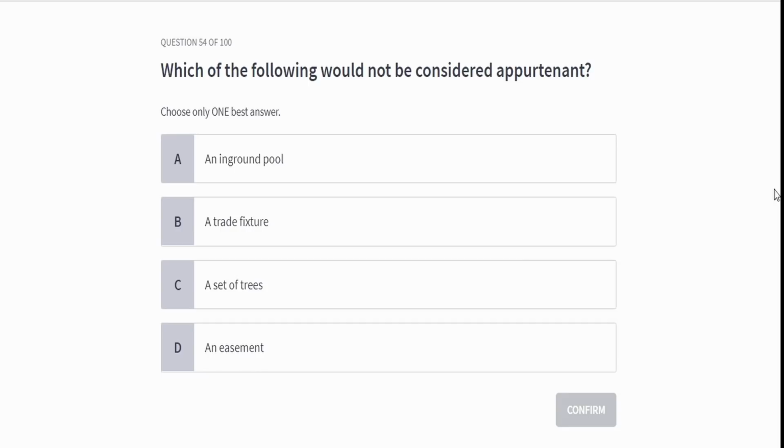All right, question 54. Which of the following would not be considered appurtenant? And it gives us 4 options. Is it A, an in-ground pool? Is it B, a trade fixture? C, a set of trees? Or D, an easement? So as always, I'm going to give you guys an opportunity to pause here and come up with your answer. So go ahead and do that right now.